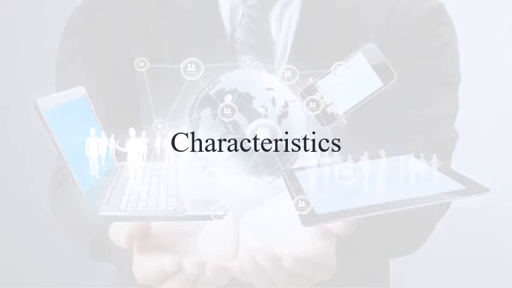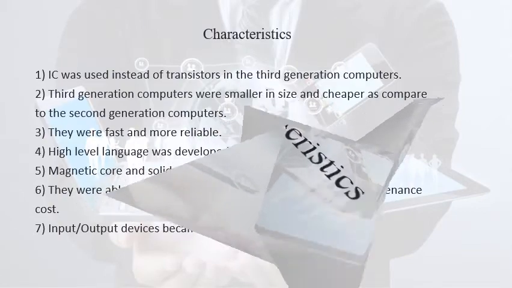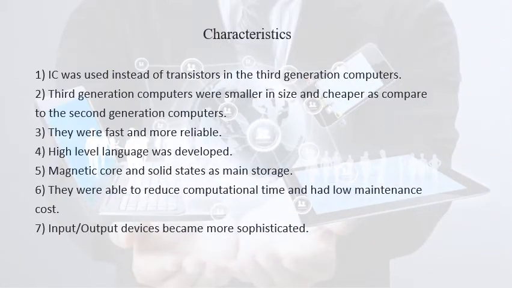Now, I'm going to discuss the characteristics of third generation computer. Number one, integrated circuits were used instead of transistors in the third generation computer. Number two, third generation computers were smaller in size and cheaper as compared to the second generation computers. Number three, they were faster and more reliable. Number four, high level languages were developed in third generation computer.